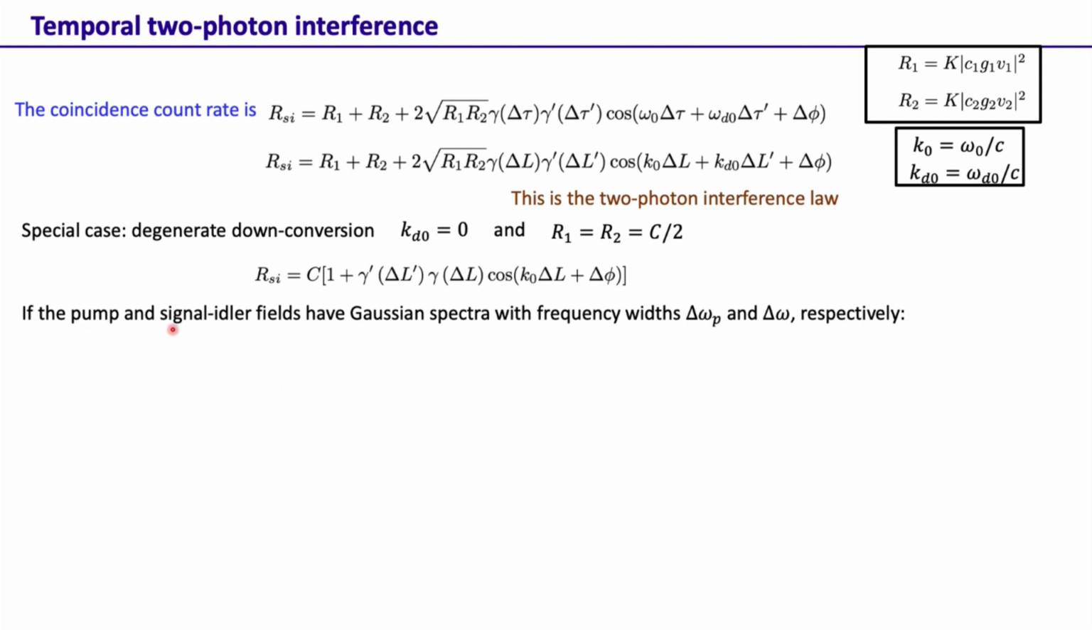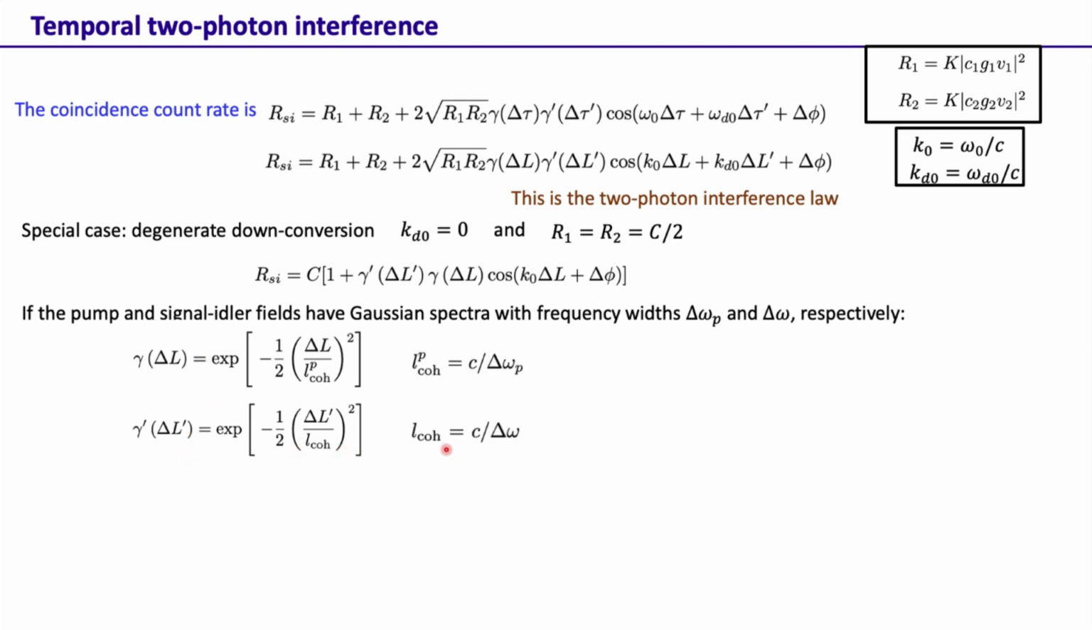In addition, if the pump and the signal idler field, they have the Gaussian spectra with frequency widths delta omega p, delta omega, then we can write this gamma delta L as this Gaussian function, gamma prime delta L prime as this again another Gaussian function, and their widths will then be given by c by delta omega p, and c by delta omega. And this we can call the signal pump coherence function and the signal idler coherence function. These are the two coherence functions that show up, and these are their widths.